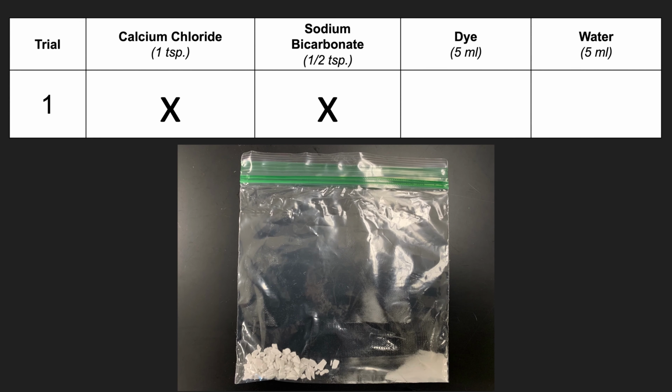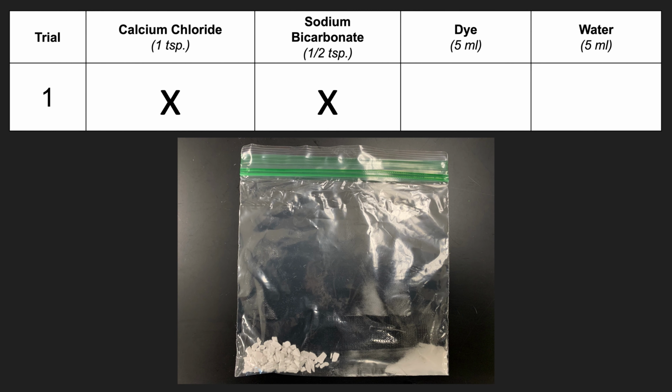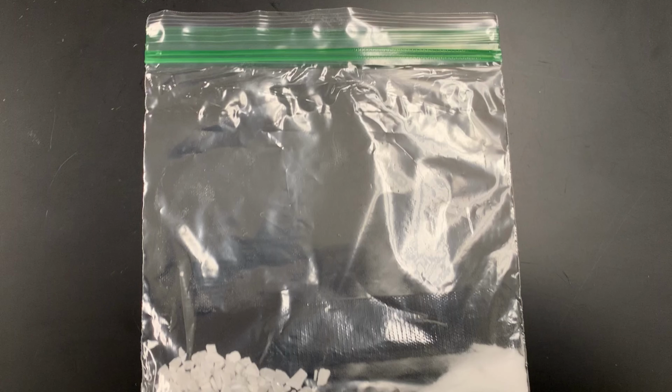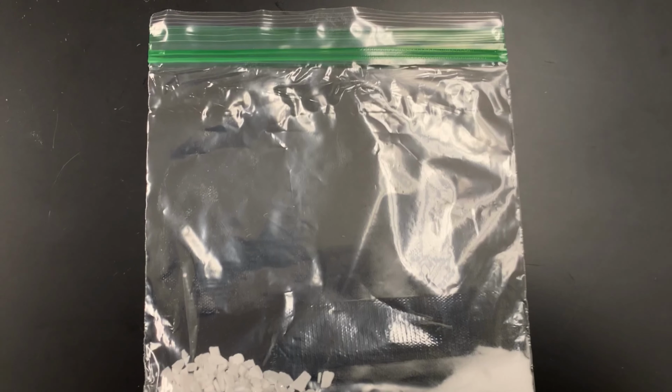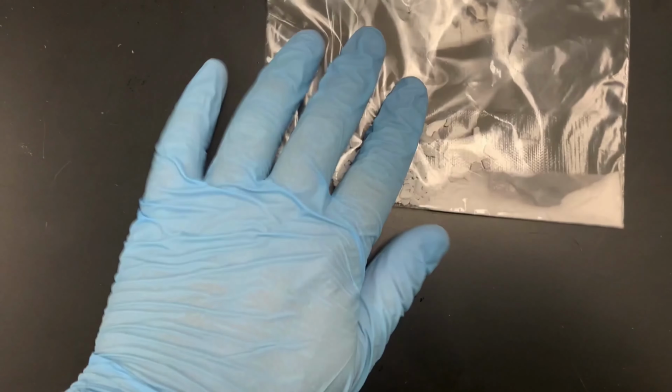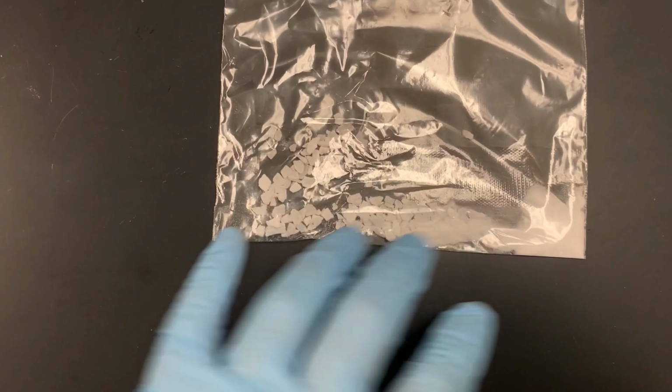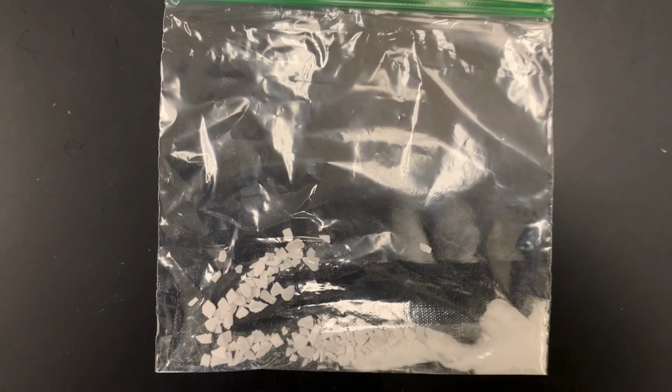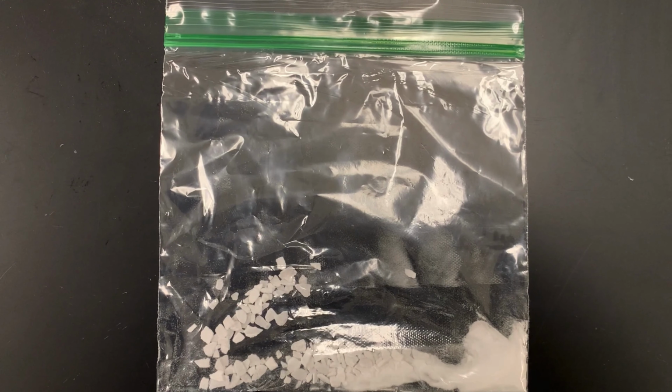So in trial 1, we are going to mix the two solids together, calcium chloride and sodium bicarbonate. So in the plastic bag, we're going to mix those two things together. And what we are going to observe when we mix them together is that no change occurred. So when the two solids were mixed together, nothing happened.